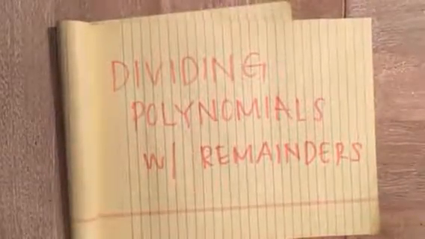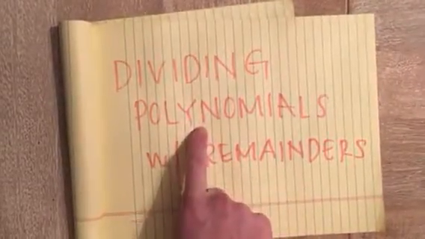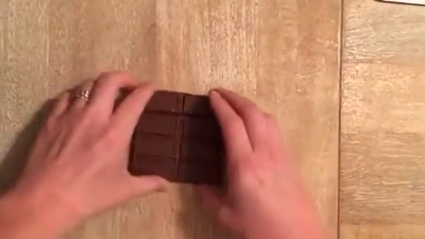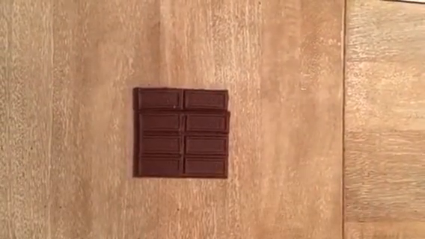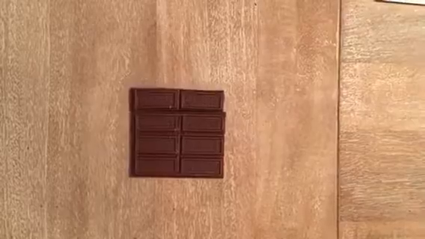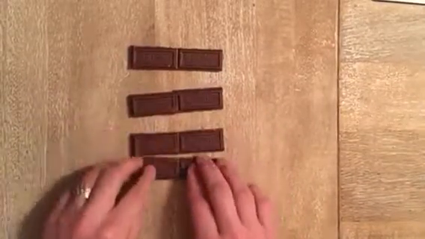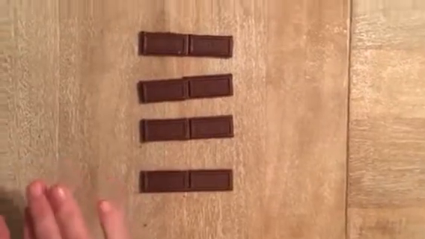Hi, I'm Ms. Blue and I'm going to show you how to divide polynomials with remainders. But before we learn about remainders, we learned how to divide where everything worked out perfectly. For instance, I have 8 pieces of chocolate and 4 members of my family. So if I want to divide 8 by 4, everybody gets exactly 2 pieces of chocolate. There's no remainder, no fighting.